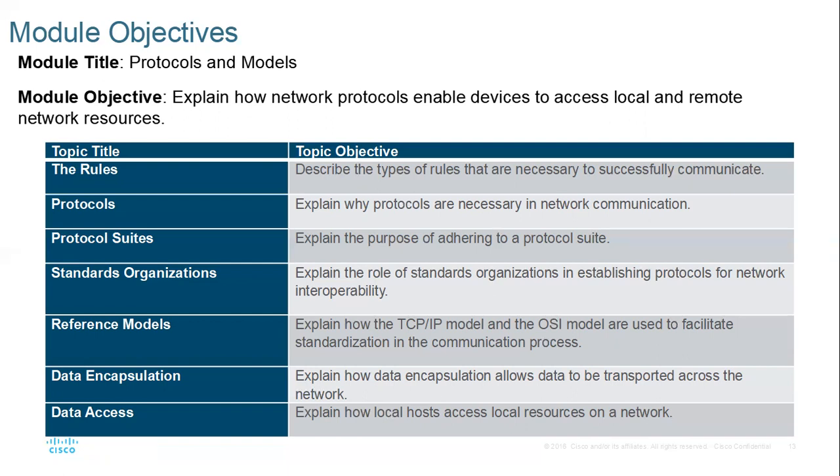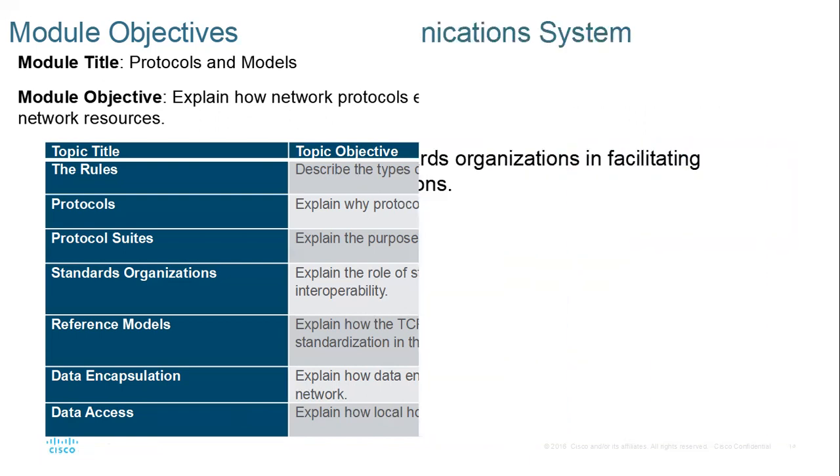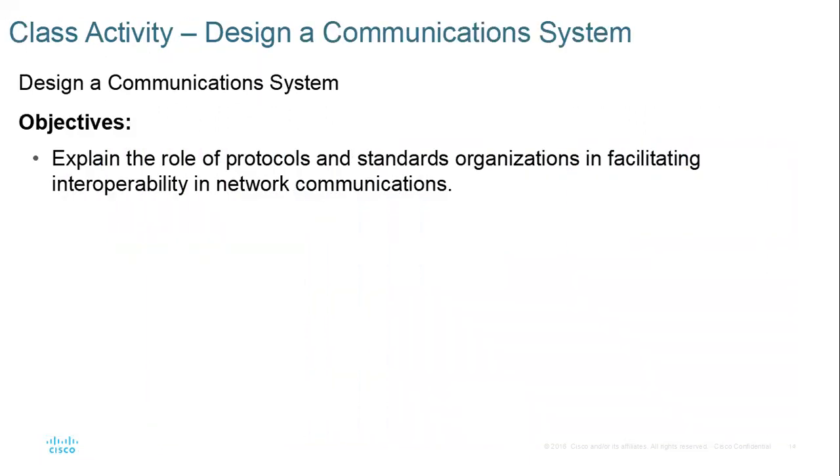So we're going to see how information, how data moves across our network. This explains how data encapsulation allows data to be transported across the network, data access to a specific host, and access to local resources on the network. We look at all of this. So these are our objectives for the training.